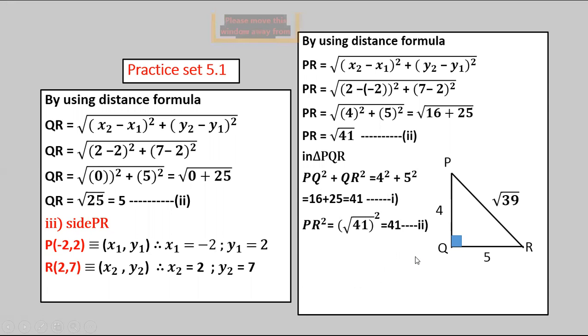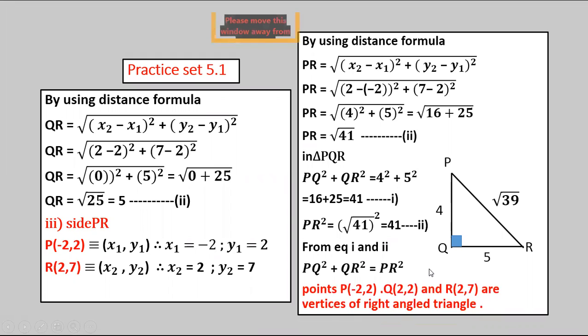From equations 1 and 2, PQ square plus QR square is equal to PR square. Hence, by using the converse of Pythagoras theorem, if the square of the largest side is equal to the sum of the squares of the remaining two sides, then such a triangle is a right angle triangle. Therefore, points P(-2, 2), Q(2, 2) and R(2, 7) are vertices of a right angle triangle.